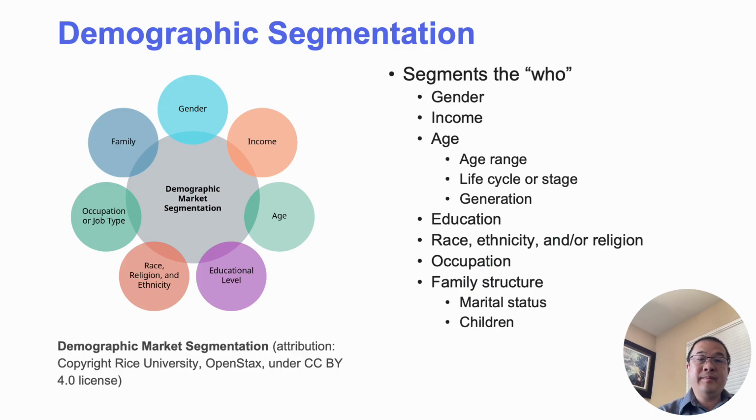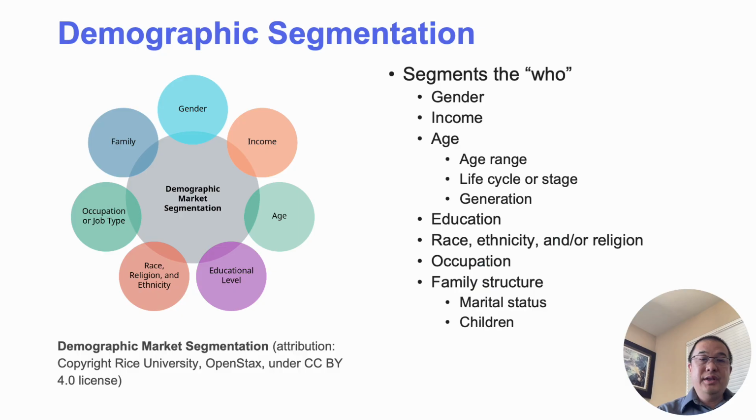Number 1, gender. Companies may design products for men, women, and unisex markets. Examples include Gillette, which markets razors for men and women, and Nike offering different athletic apparel for men and women. Number 2, income. Customers have different purchasing power. Companies often create products for low-income customers, middle-income customers, and high-income consumers. Examples are Rolex targeting high-income customers and Walmart targeting value-conscious shoppers.